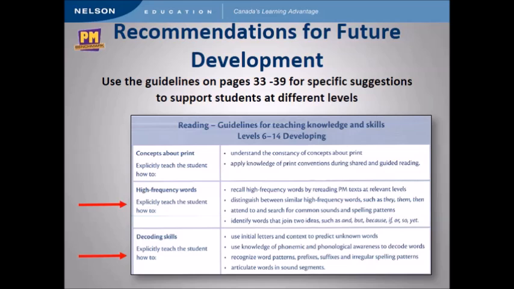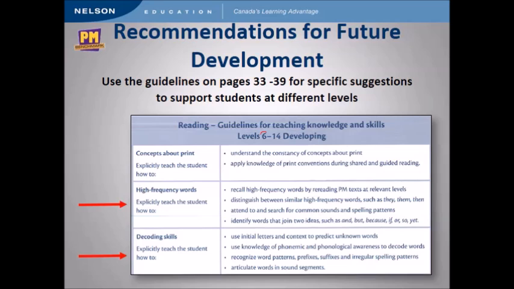Based on the teacher's recommendations for future development in the student that we saw in the previous slides, we noted that one of the recommendations the teacher made was that the student needed to have further practice automatically recognizing high-frequency words. So if we look on pages 33 to 39, and we look at levels 6 to 14, so remembering that this student is reading at level 12, we notice that there are suggestions for teaching students high-frequency words.